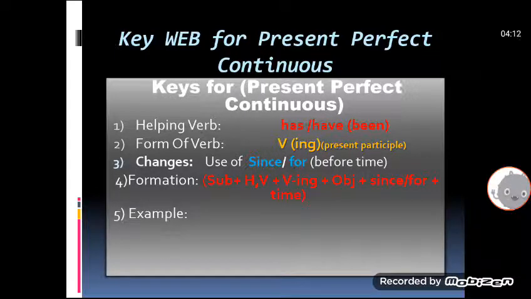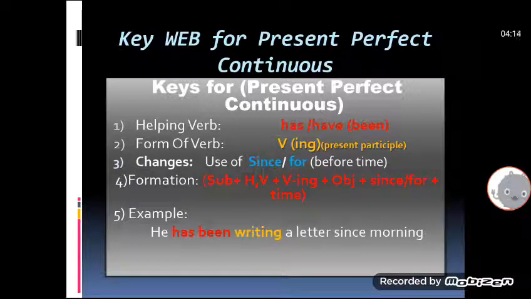Look at the example, you may understand. He has been writing a letter since morning. Now you can see here subject he, has been helping verb, verb ing writing, object a letter, since morning because of point of time. Clear? I have been writing a letter for 2 days. Clear? Now you can see here the same structure. You have to follow this key to translate these sentences. This is a very important thing.